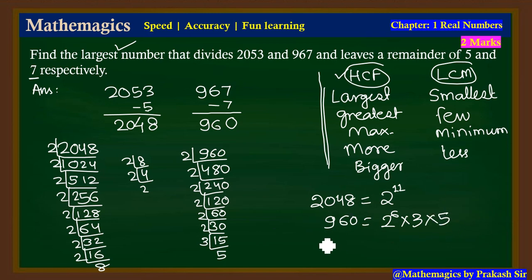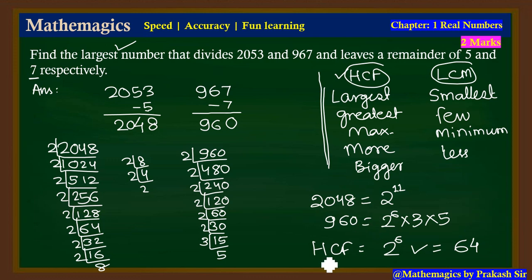As the question is asking to calculate the HCF, the HCF will be the common number, that is 2, with the lower power. Here the powers are 11 and 6, so the lower power is 6 only. So dear friends, I hope you have understood how to calculate the HCF. And obviously the HCF is 2 to the power 6. I hope the question is clearly understood by you. The value of 2 to the power 6 is 2 to the 4, 4 to the 8, 8 to the 16, 32, 64. It means the HCF is equal to 64. So according to the question, we can say that the number 64 can divide 2053 and 967 and leaves a remainder 5 and 7 respectively.